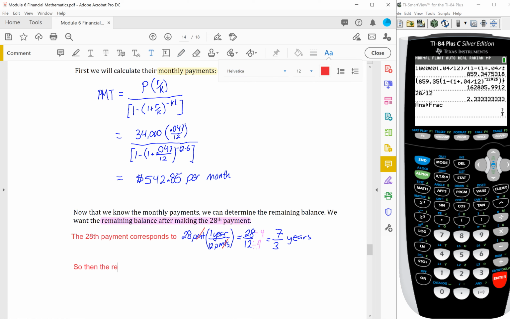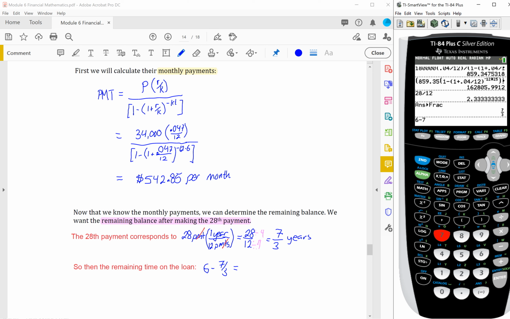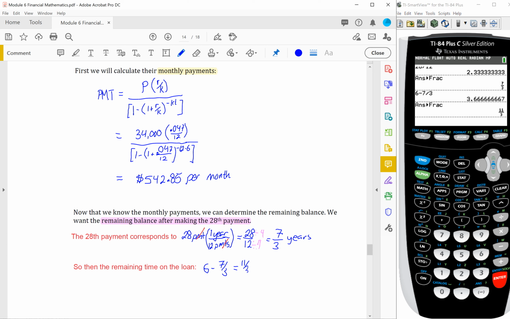So then the remaining time on the loan: well, we were going to be paying this for 6 years. So now we have 6 years minus the 7/3 of a year. So 6 minus the 7/3 would be 3.666 years. But again, to avoid rounding, I'm going to convert this back to a fraction. And this corresponds to 11/3 of a year that is remaining. Which is about 3.67 years, but I want it as a fraction, 11/3.